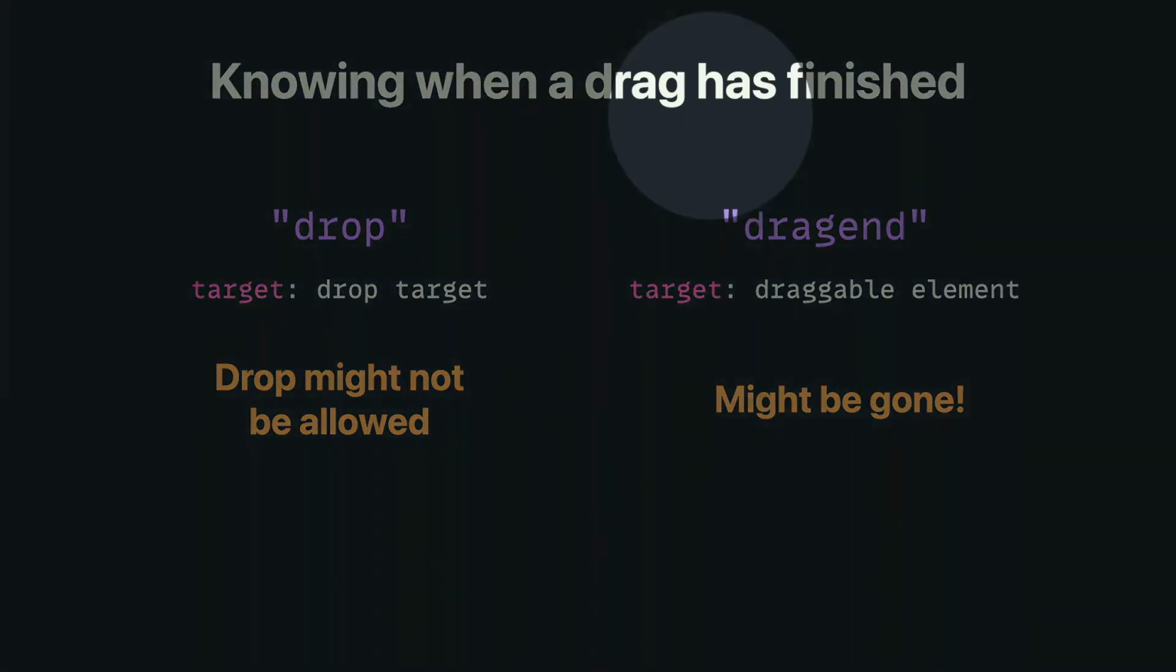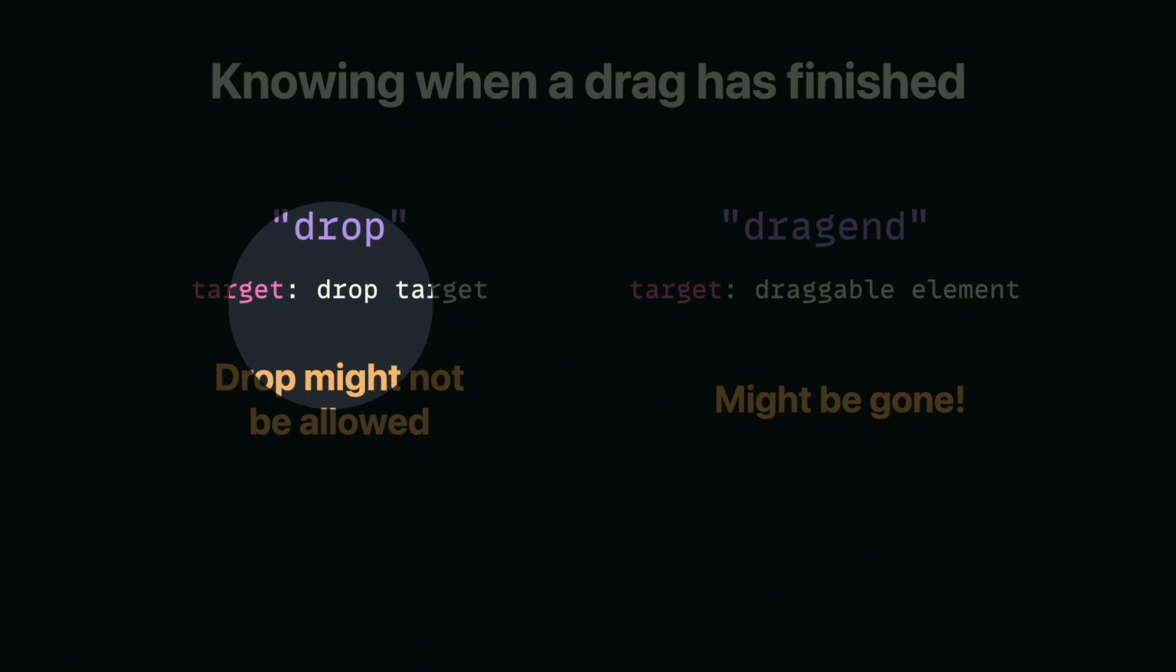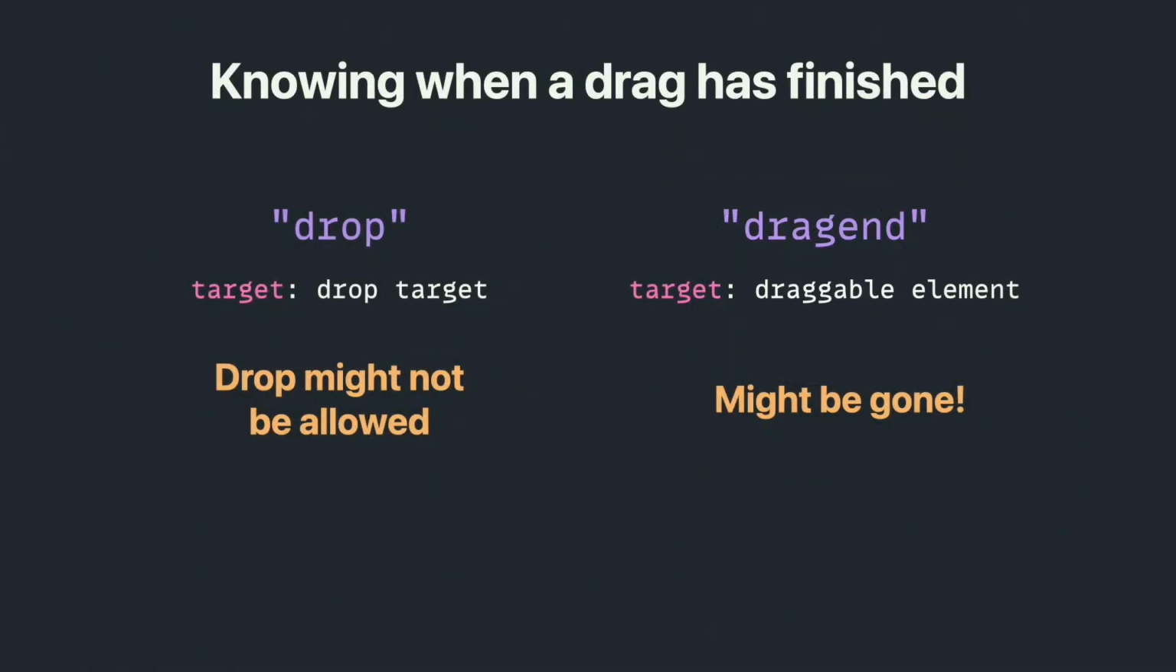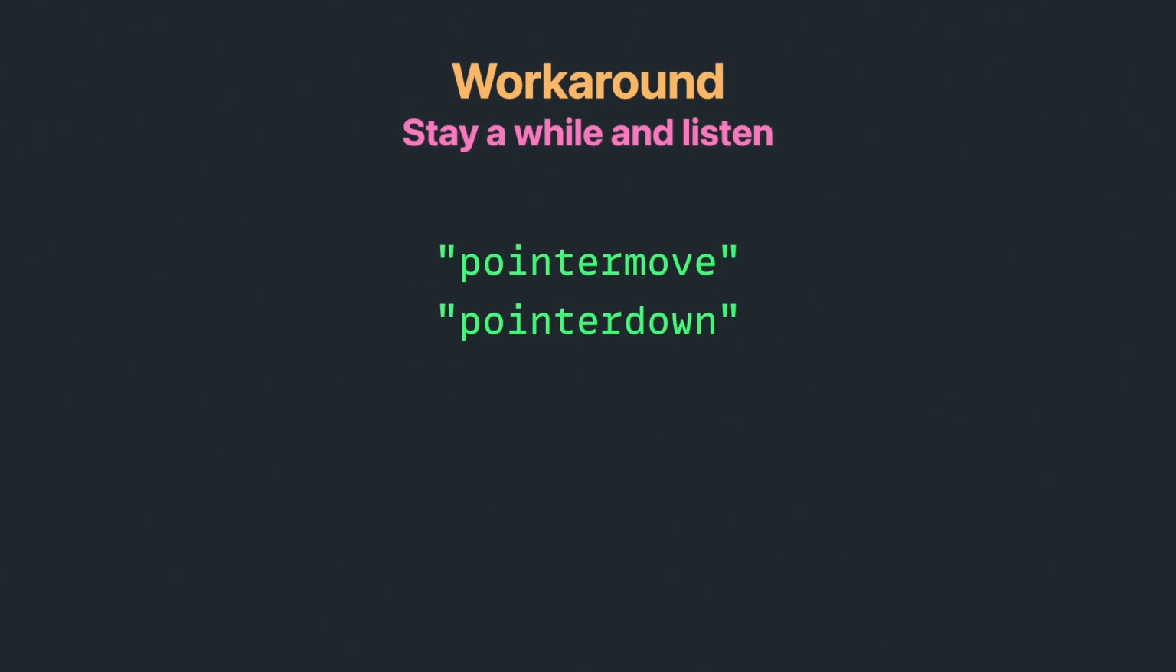So if the drop was not successful, which might not happen, then you don't get a drag end. You get no signal that the drag finished at all. You just don't know. You never hear about it. So what do you do? You have to listen for other events like pointer move and pointer down. These events shouldn't happen during a drag, and if you see these events, then you know the drag has finished.